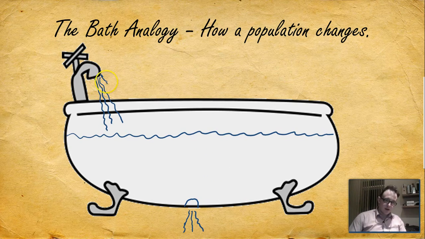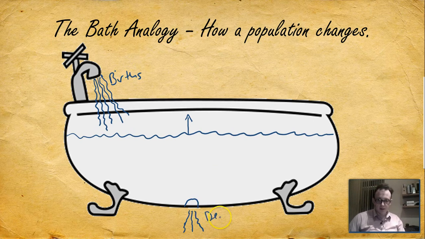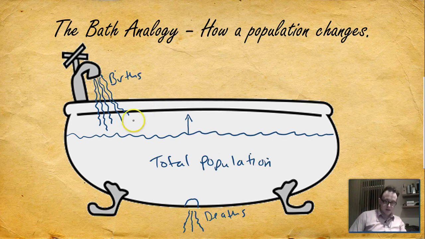If we add more water going in, so now there's more water going into the bath than there is going out, the amount of water will go up. Now if you replace the water with births going in, more people are being born, and the stuff going out is deaths, and the water in the bath is the total population. If we add more births into the population than there are deaths, then the population will go up. There's more people going in than there are going out, so the population gets bigger.